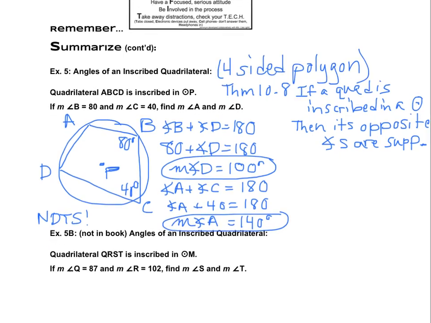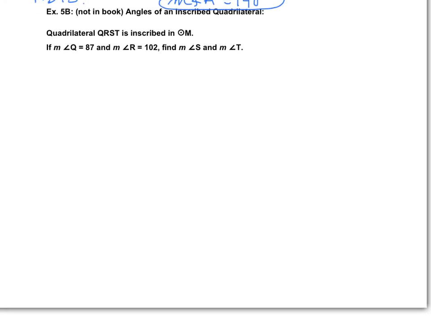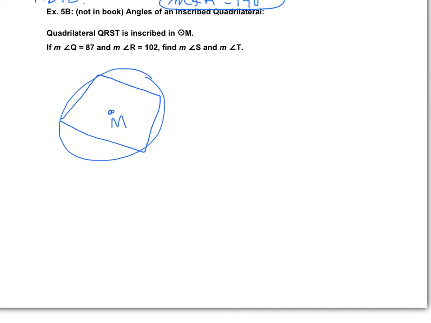The next example, we're going to sketch a diagram. This time QRST is inscribed in circle M. So here is circle M. And QRST, and I'm going to label it like this. Your diagram can look any way you want so long as you go with the measures that are given. Again, a reminder, not drawn to scale, okay?